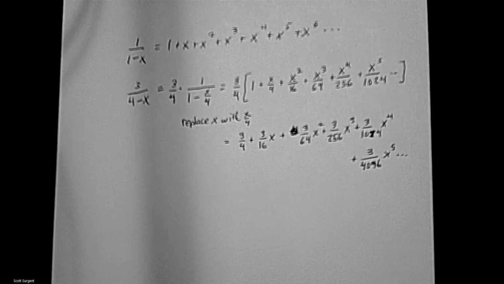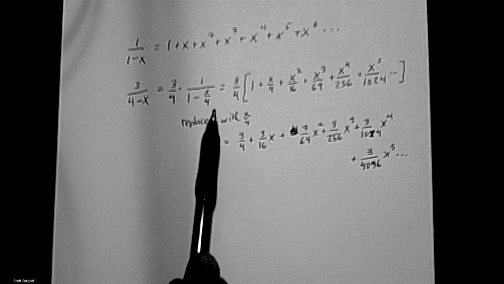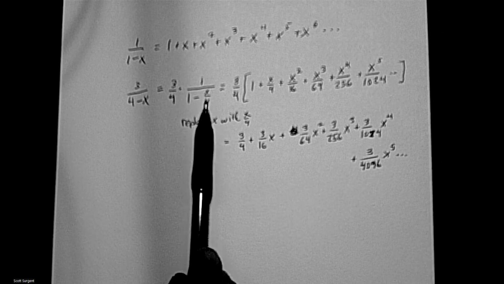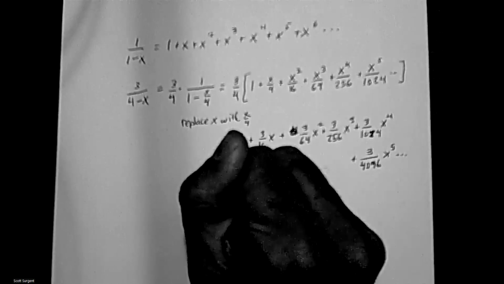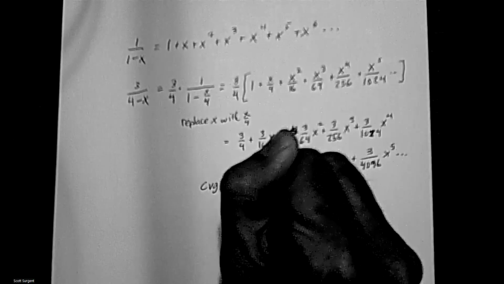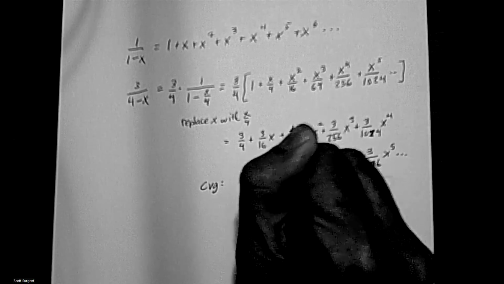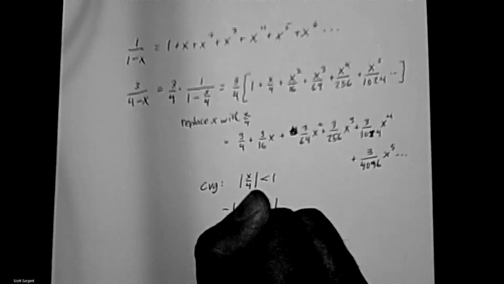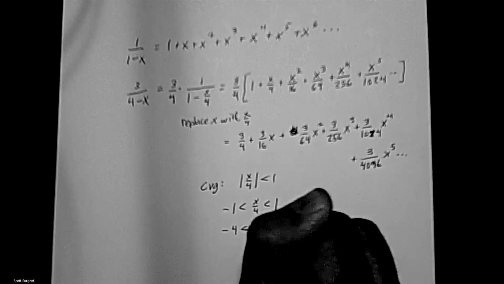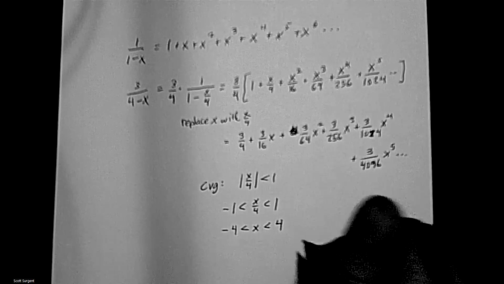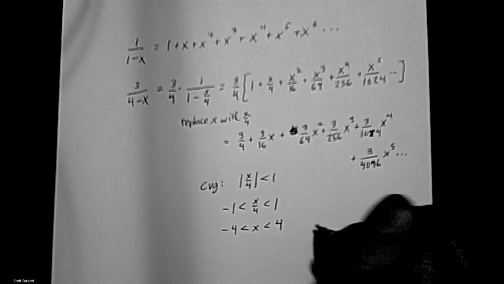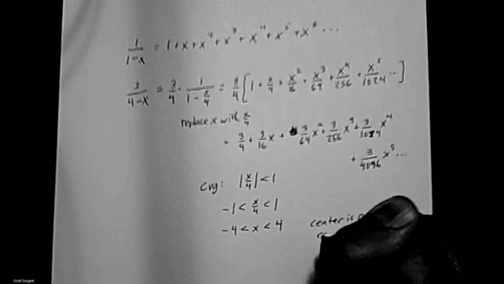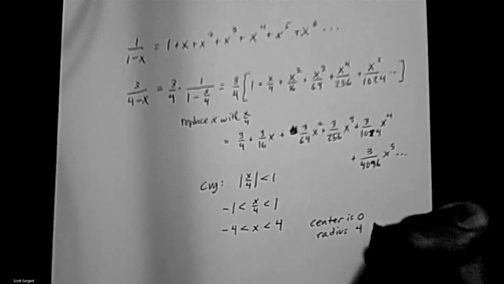As far as its convergence, all the action is right here. The 3/4 has no effect on convergence. It's all happening right here. We take the absolute value of x over 4, less than 1. We spread that out. Multiply by 4 to get rid of the fractions. And the interval of convergence is -4 to 4. The center is 0. And the radius is 4.